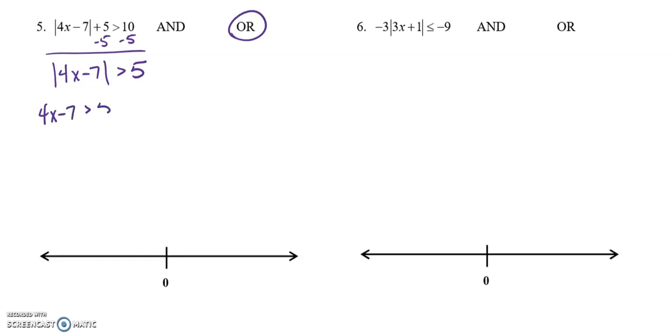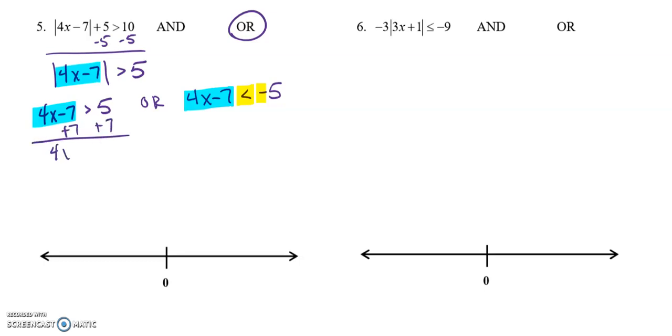Rewrite the problem. First piece is the same without the absolute value. Or second one, double switch, less than, and a negative 5. Remember, the part that's inside the absolute value does not change. The double switch happens with the symbol and with the sign on the second piece. Solve the inequality just like normal. Add 7 to both sides. Divide both sides by 4. We get x is greater than 3.